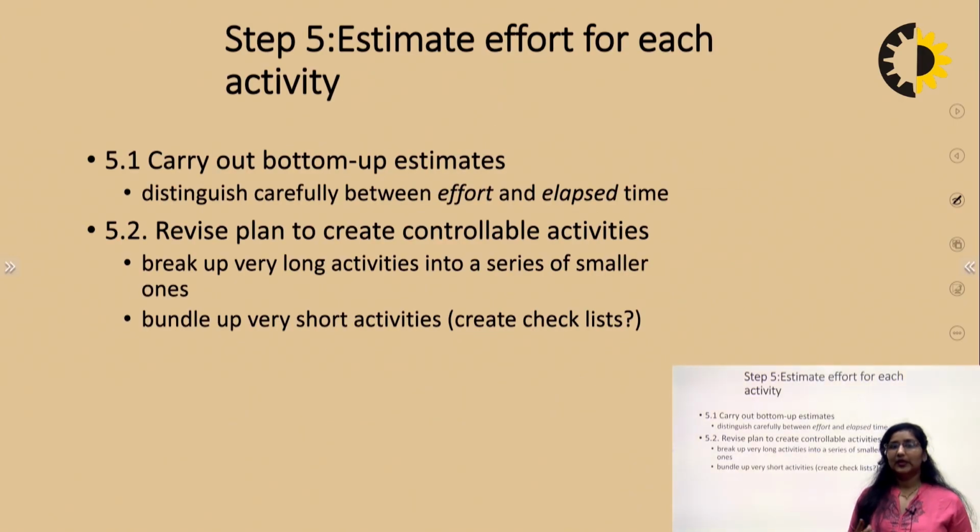Step 5 is to estimate the effort for each activity. We can carry out bottom-up estimates and carefully distinguish between the effort and the elapsed time. We revise the plan to create controllable activities, break up very long activities into a series of smaller ones, then bundle up short activities, and then we can create those checklists as well.